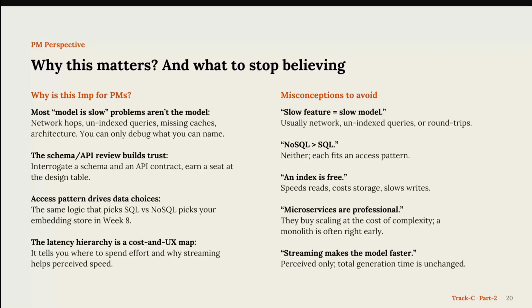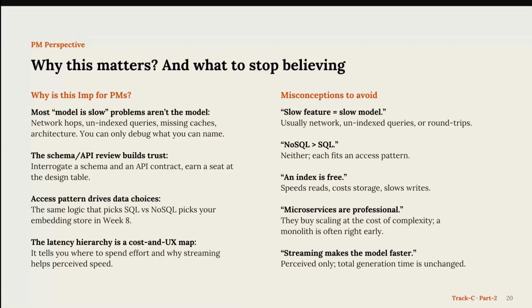Here are some misconceptions to avoid as well. A slow feature doesn't mean a slow model. It could be network, it could be your database, it could be the cache layer, or any of that stuff. NoSQL is better than SQL? No, your access pattern defines which is better for you. An index is free? No, it also has some challenges. It could help with read speeds and reducing cost, but it will always slow down the writes.